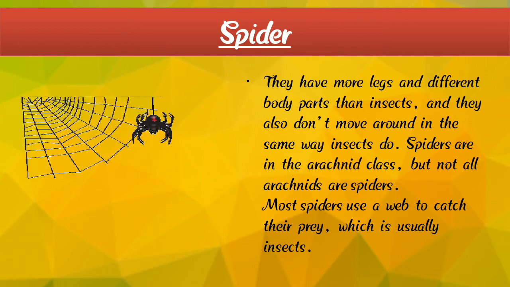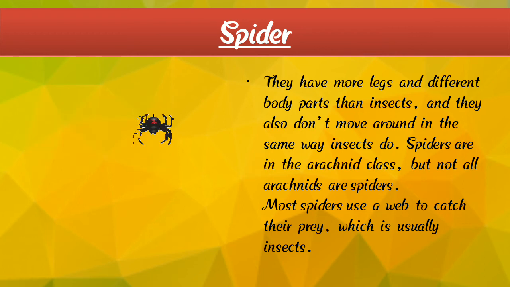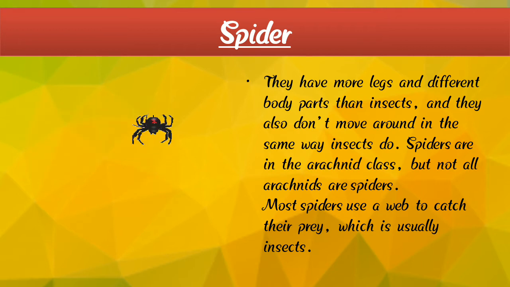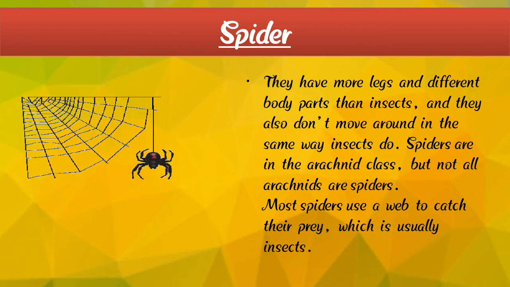Spiders have 8 legs and different body parts than insects. Many other insects and spiders have different body parts, and they also don't move around in the same way insects do. The spiders are in the arachnid class, but not all arachnids are spiders. Most spiders use a web to catch their prey.